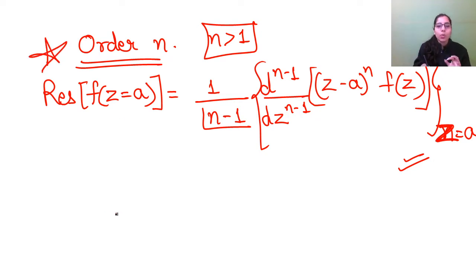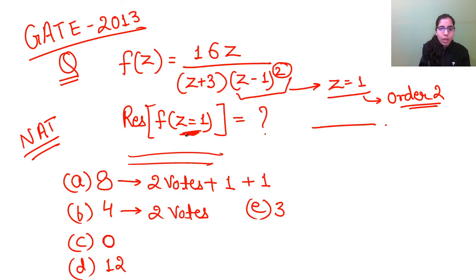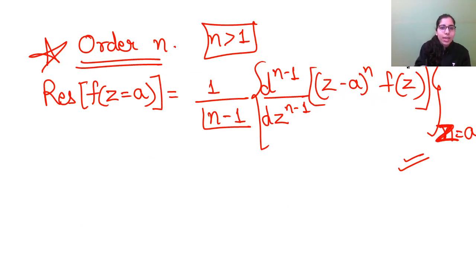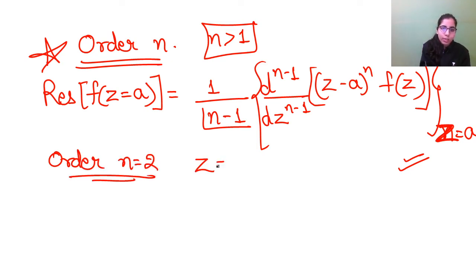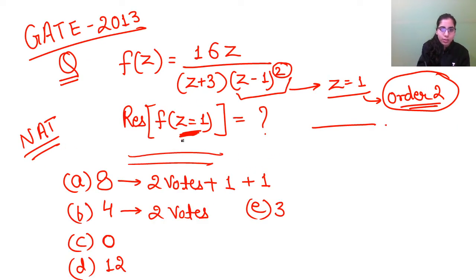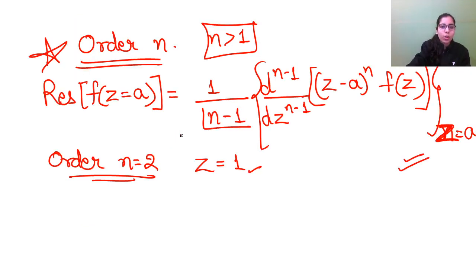Clear? Now what was the order of our pole which we are getting in this question? So order was 2, which is greater than 1. Clear? So that means n is equal to 2 in this case. Order is equal to 2. Clear? And what is the pole? That means z is equal to 1 is the pole. Clear? That is already mentioned here. z is equal to 1 is the pole at which you need to find the residue. Let's work on the formula.